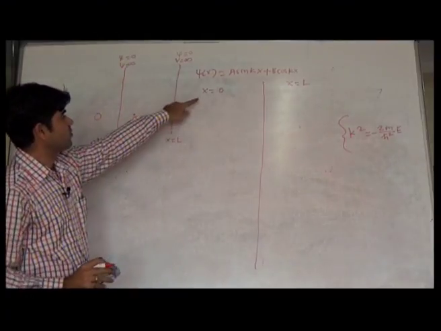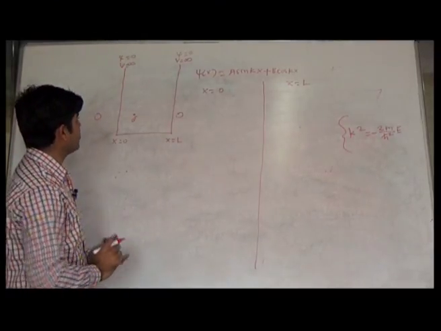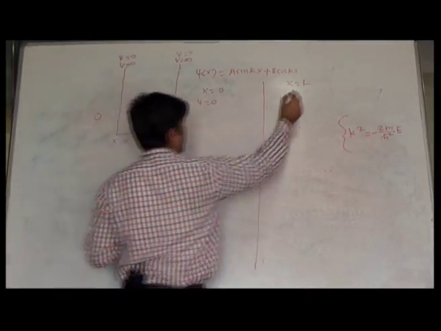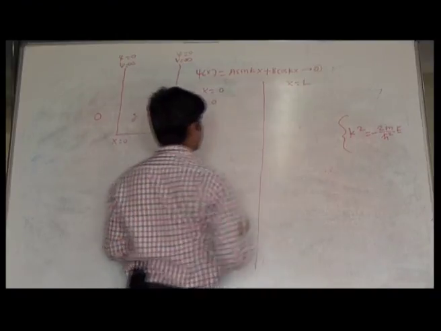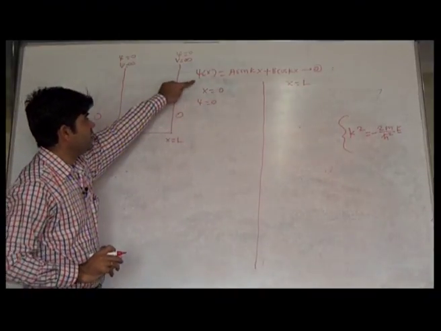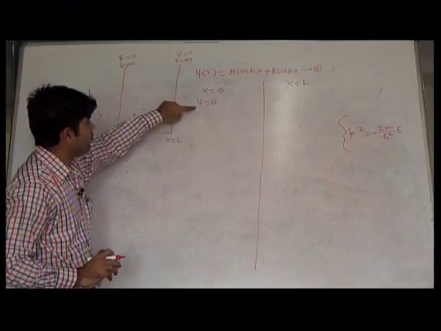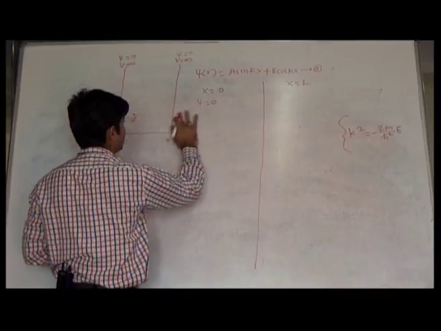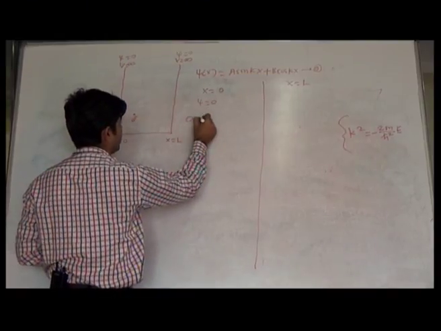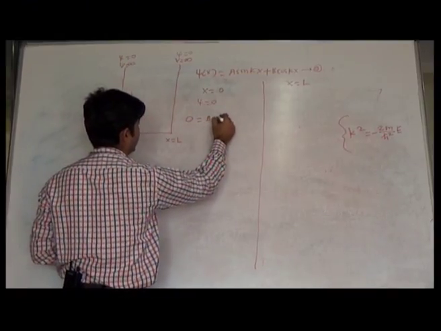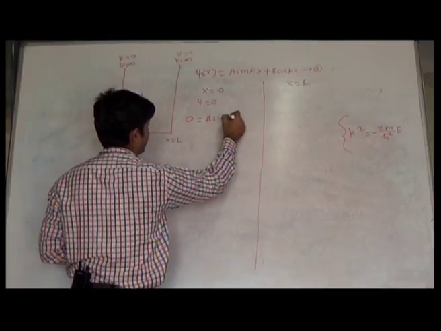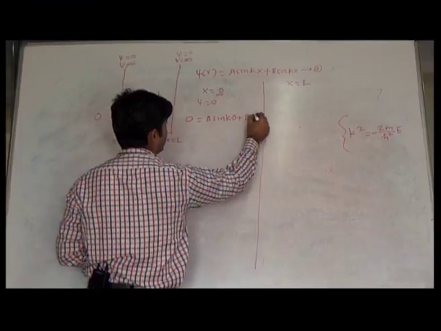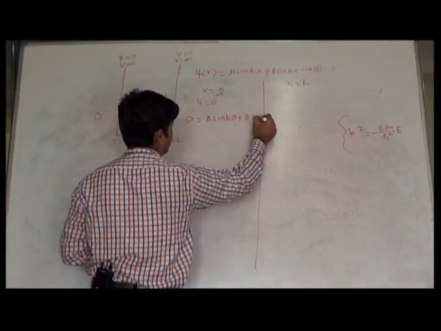X is equal to 0, first boundary condition. At x is equal to 0, we know that psi is equal to 0. Now, from equation number 3, we can write equation number 3 for this condition. So, equation number 3 becomes psi is equal to 0, a sin kx, value of x is 0, so 0 plus b cos k 0.